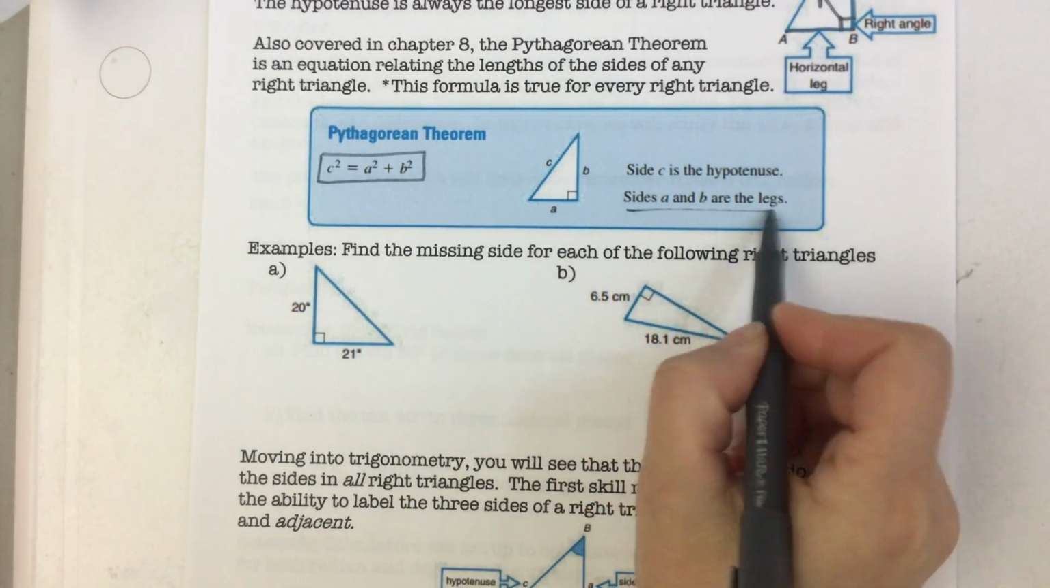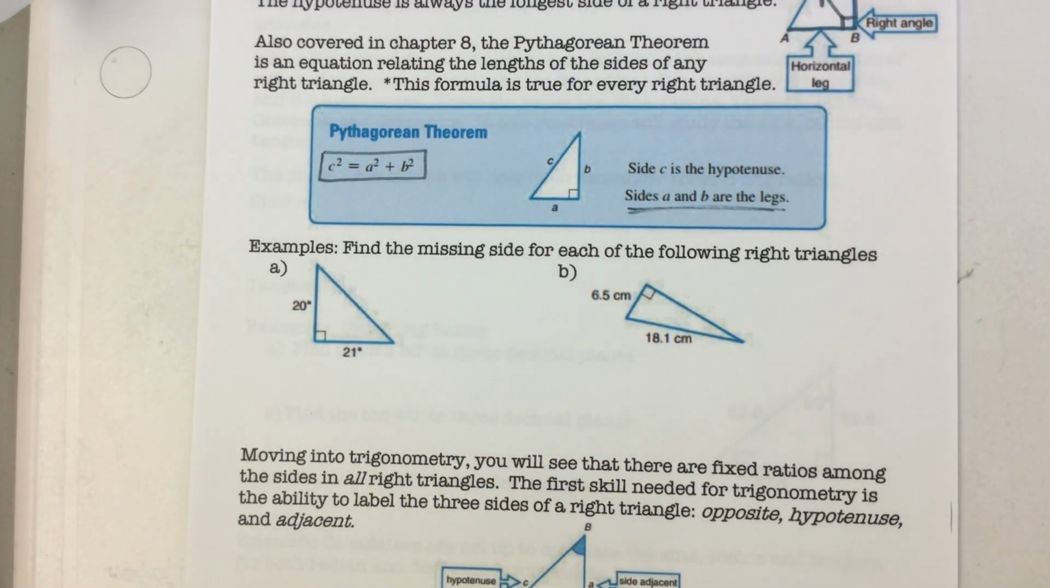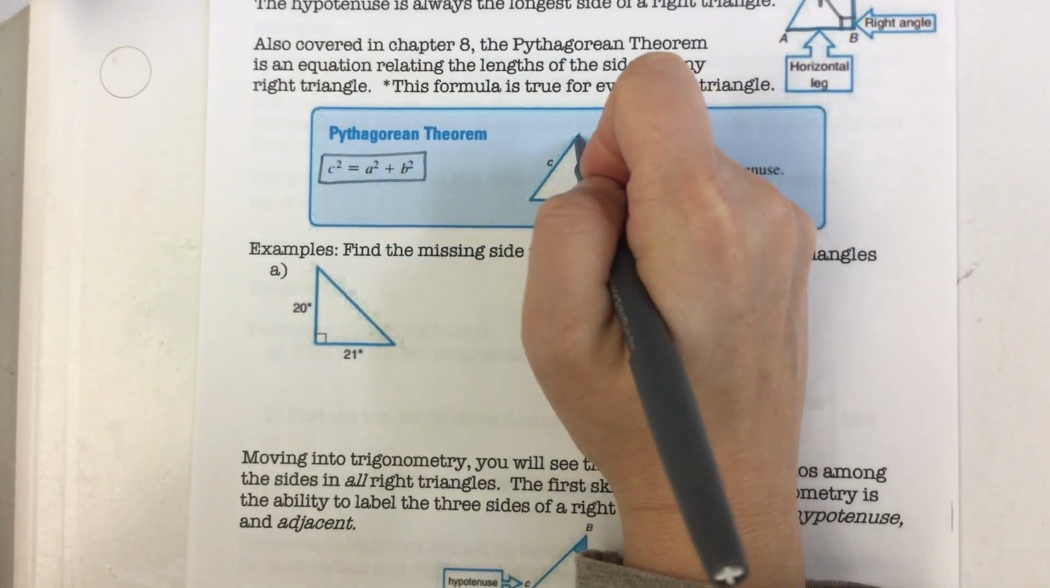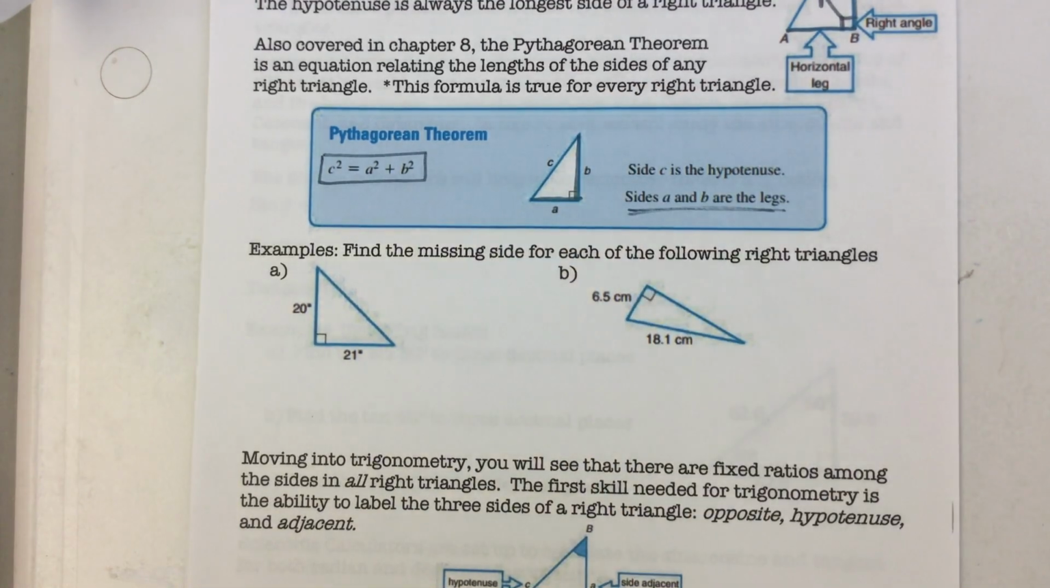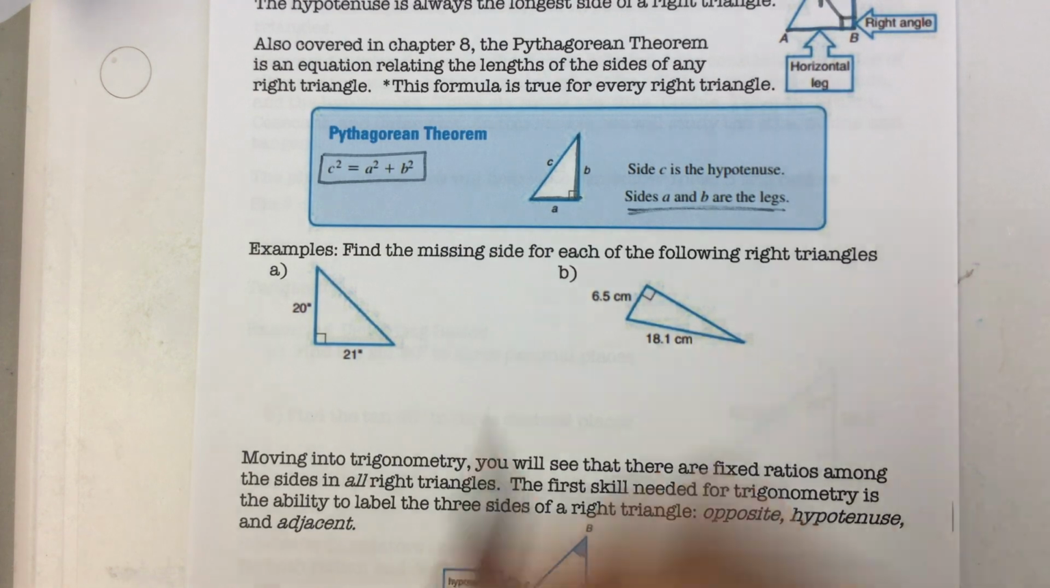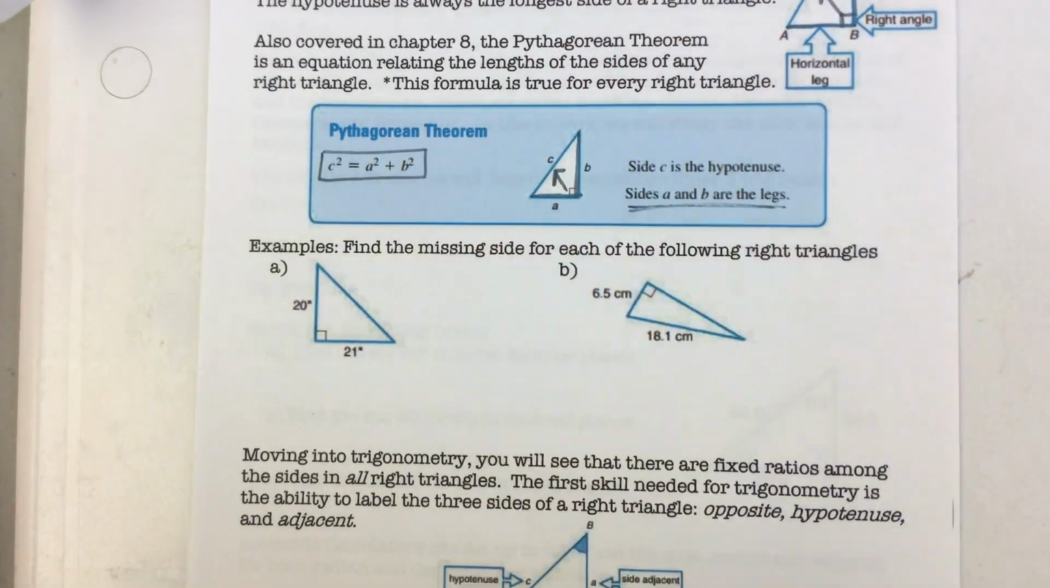The main thing that you know is that A and B are the legs. So you take the two sides that touch the 90-degree angle, you square them, and add them together. That value is on one side of the equation. C, your hypotenuse, the side that's across from the 90-degree angle, you square that, and that's on the other side. And from there, we can find missing sides, okay?